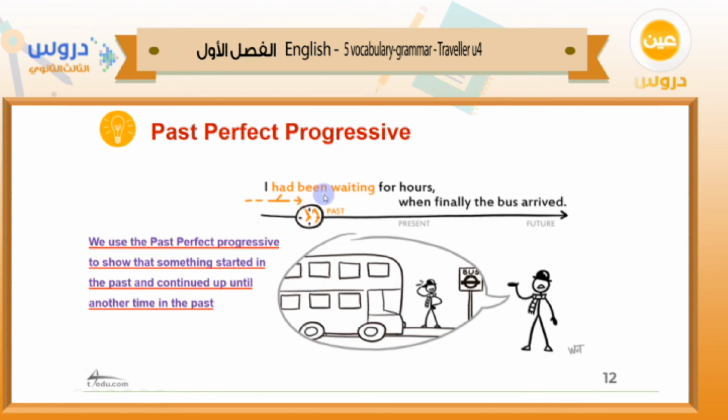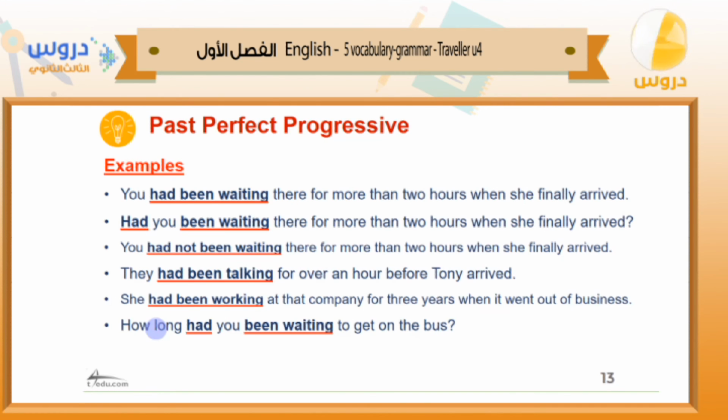Let's say 10, 15, half an hour in the past, and also another action happened at the same time in the past, when finally the bus arrived. So we can use the past perfect progressive to show that something started in the past and continued up until another time in the past as well. And there are many examples of this tense.